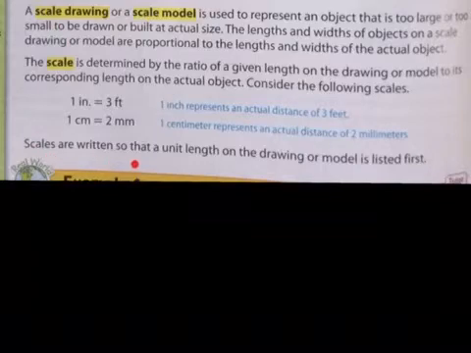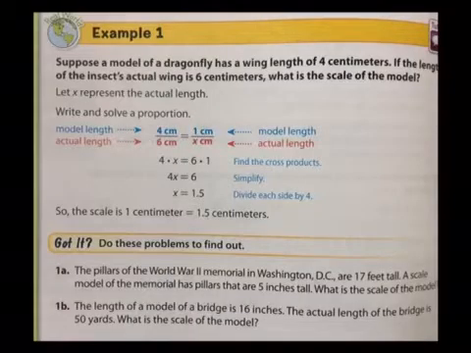So scales are written so that a unit length on the drawing or the model is listed first. So you have to know exactly how it will be converted so that you can see its real size. For example, suppose a model of a dragonfly has a wing length of 4 centimeters. If the length of the insect's actual wing is 6 centimeters, what is the scale of the model? So 4 centimeters to 6 centimeters. Here we have the model size, which is 4 centimeters, and the actual size is 6.